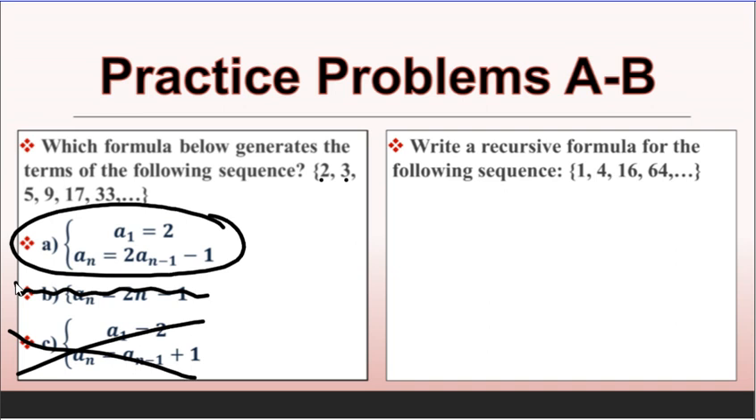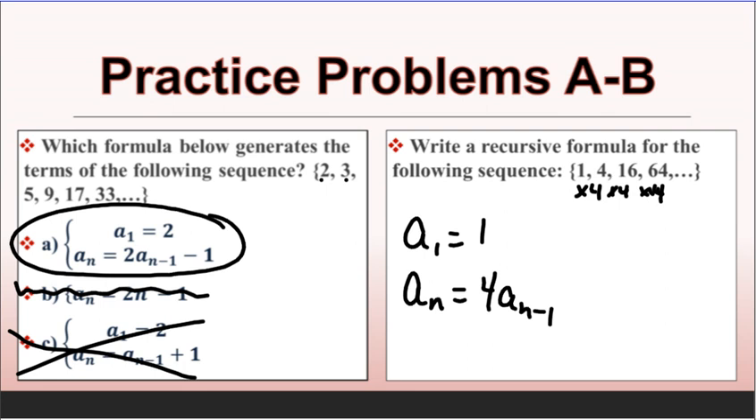Next one, write a recursive formula for the following sequence. 1, 4, 16, 64. Here I'm multiplying by 4 each time. So our recursive formula: the first term is 1, and the second part of our formula, since we're multiplying everything by 4, would be 4 times a subscript n minus 1.